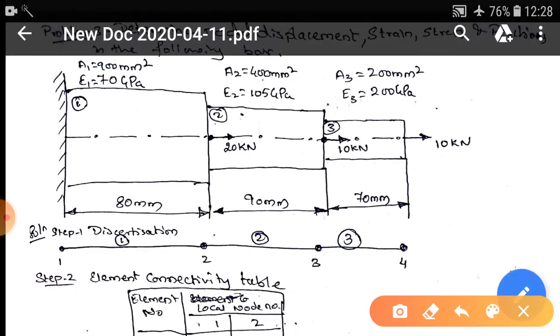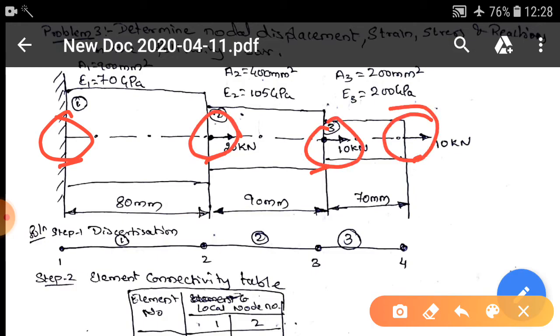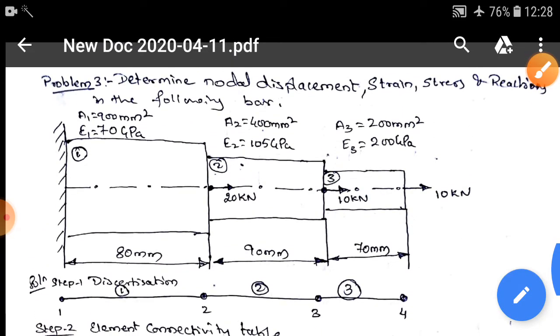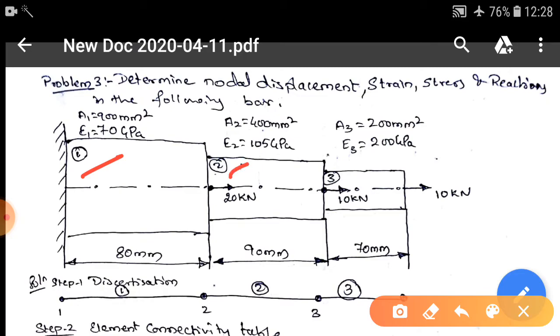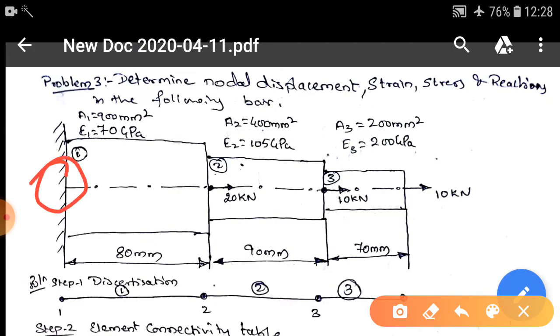Okay, so nodal displacements, where are they? It is nodal displacement 1 2 3 4. So 4 displacements are there, out of which node 1 is fixed, so u1 will be 0. You need to calculate u2, u3 and u4. Those are the nodal displacements. Then you need to calculate strain and stress in the elements. This is the first element, this is second element, third element. You need to calculate strain and stress in this element, in this element, and in this element. And lastly you need to calculate the reaction generated at node 1.